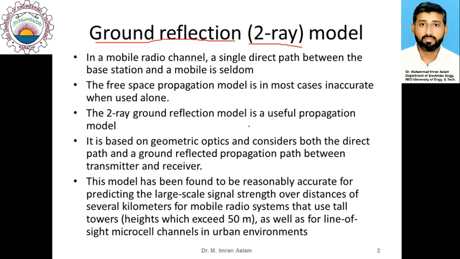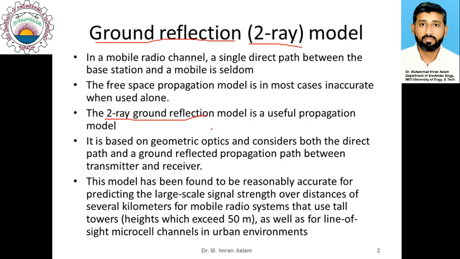A two-ray ground deflection model is a useful propagation model which is usable in a variety of different environments, and it gives reasonably good results in predicting the large scale path loss over a distance of several kilometers, provided that the antenna height is reasonably high, especially the transmitter antenna height. In that case, this two-ray ground deflection model gives reasonably good results.